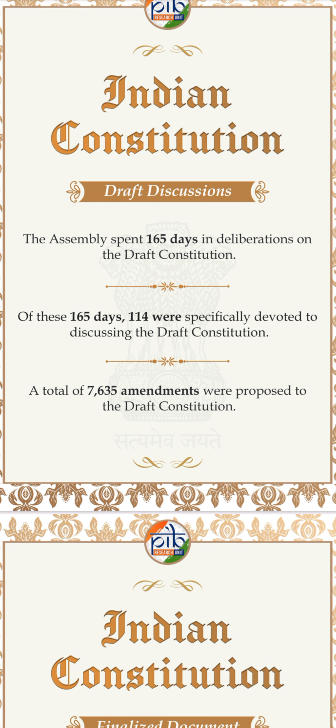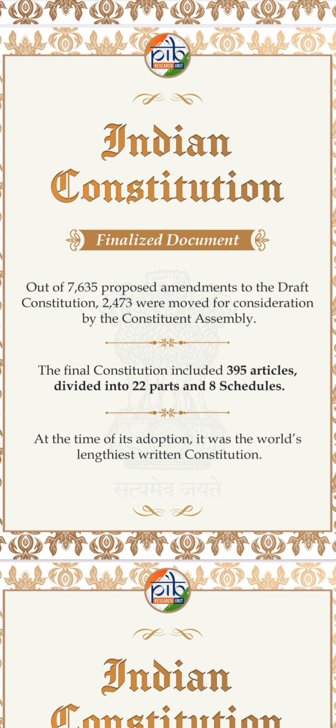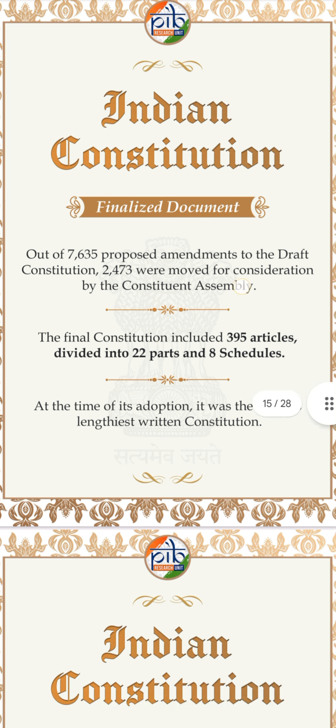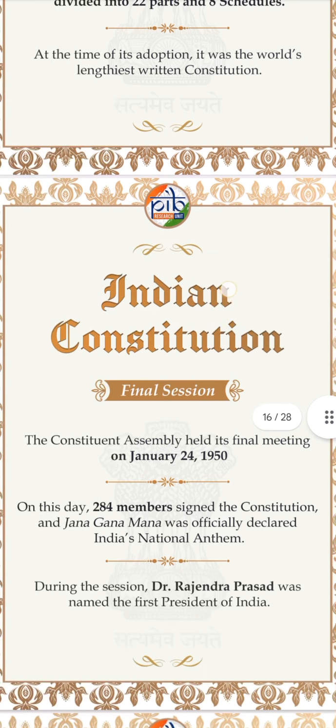A total of 7,635 amendments were proposed to the draft constitution. Finally, the document of the Indian Constitution came out of these 7,635 proposed amendments to the draft constitution. 2,473 were moved for consideration by the Constituent Assembly. The final constitution included 395 articles divided into 22 parts and 8 schedules. At the time of its adoption, it was the world's lengthiest written constitution.